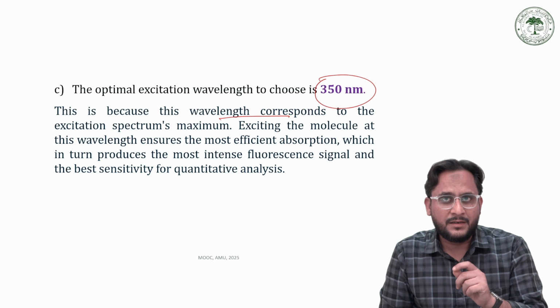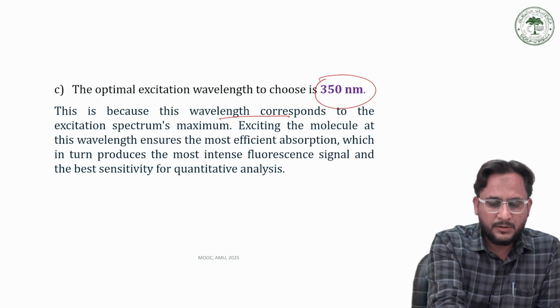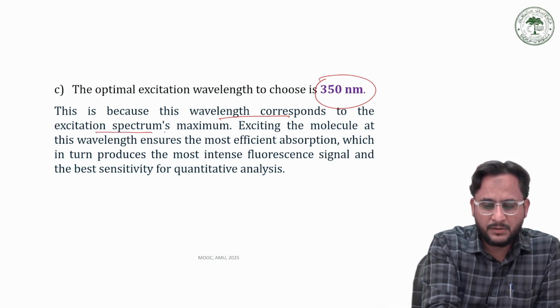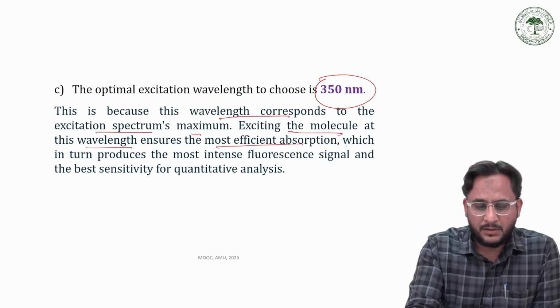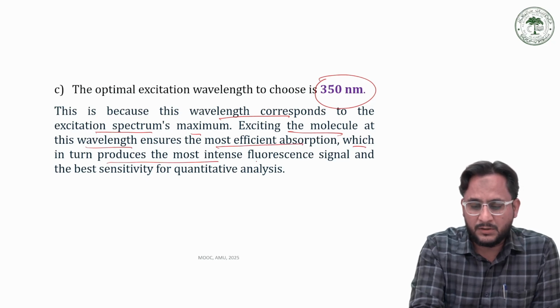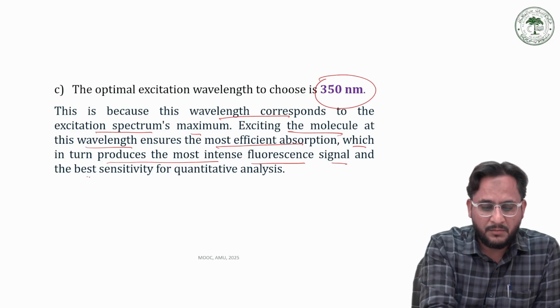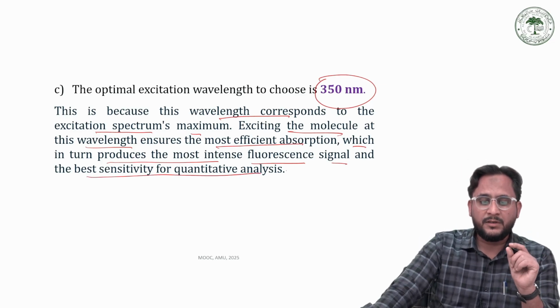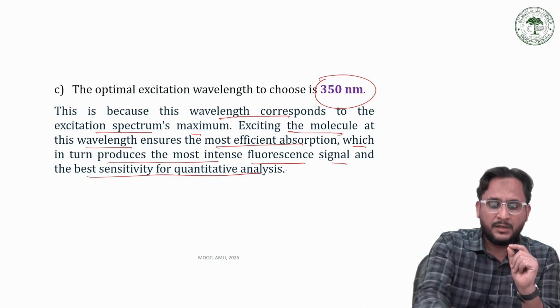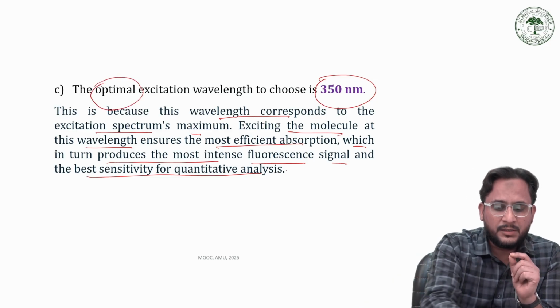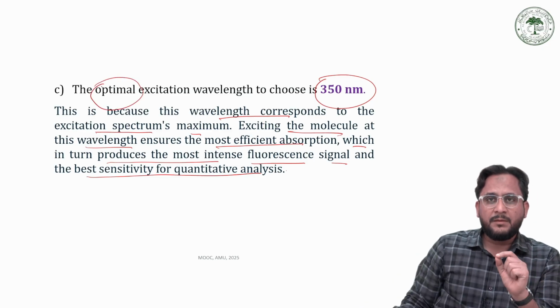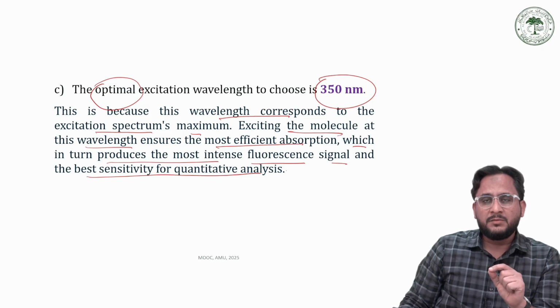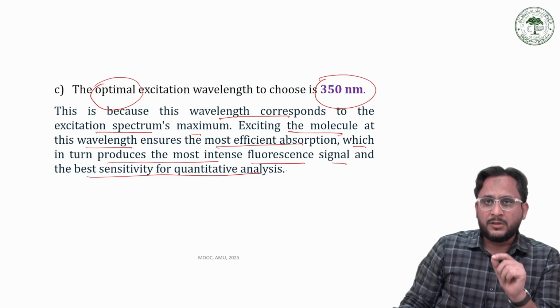It only affects the intensity of the signal. This is because the wavelength corresponds to the excitation spectrum maximum. Exciting the molecule at this wavelength ensures the most efficient absorption, which in turn produces the most intense fluorescent signal and the best sensitivity for the quantitative analysis. Therefore, we are not going to change the wavelength, as it is already given that this is the optimal excitation wavelength for this sample. It means it is the lambda max at which maximum absorption is occurring for this particular molecule.